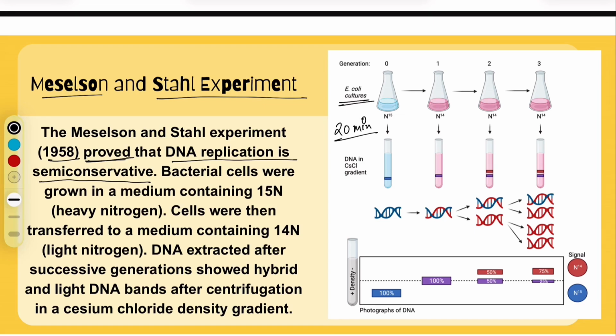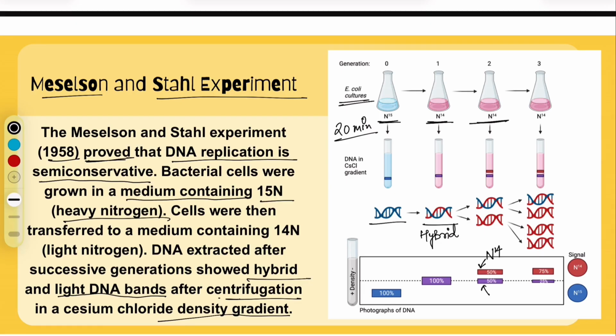How? They took E. coli cultures in cesium chloride and allowed their DNA to replicate for 20 minutes. In N15 they were getting pure DNA, but after 20 minutes they got a hybrid DNA of N14 and N15 when they transferred the medium to N14, which was the light nitrogen. Then when they extracted the DNA, it was hybrid and light DNA both after centrifugation.